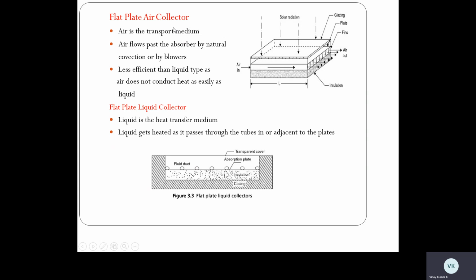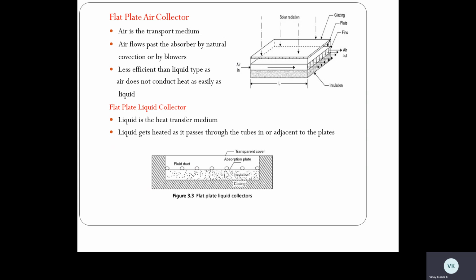The air flows past the absorber by natural convection or by blower. The air that we use to pass through this can flow naturally or be forced using blowers. With the help of blowers, we can blow the air from here, or we can use natural air also.